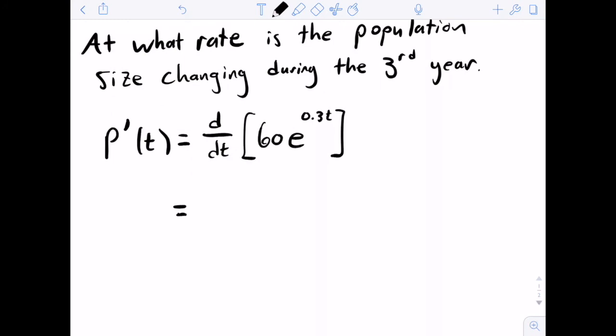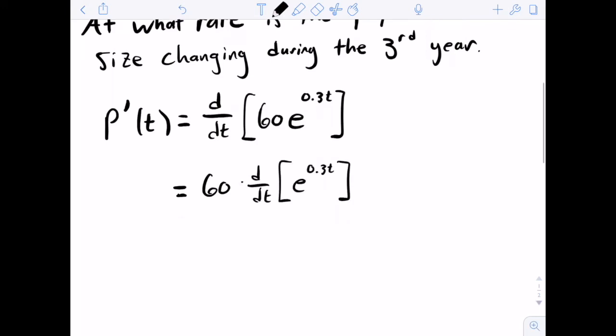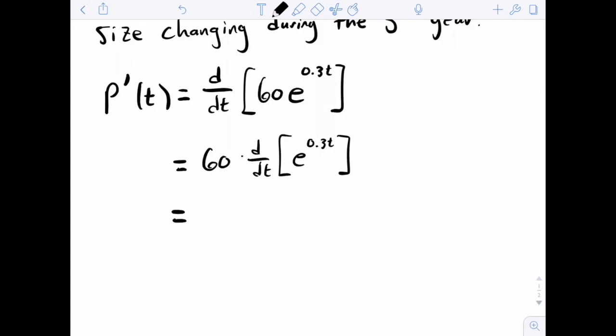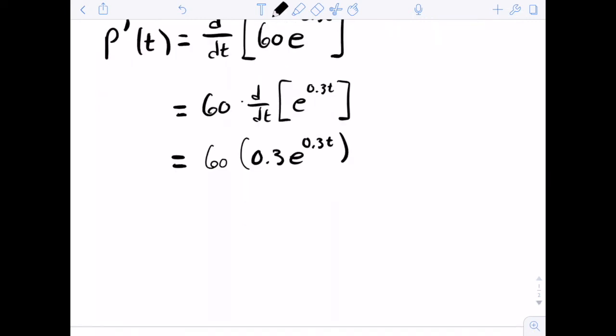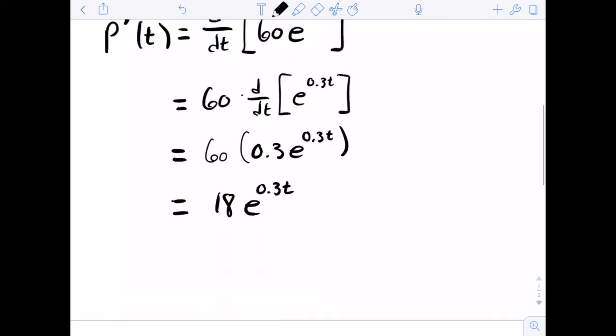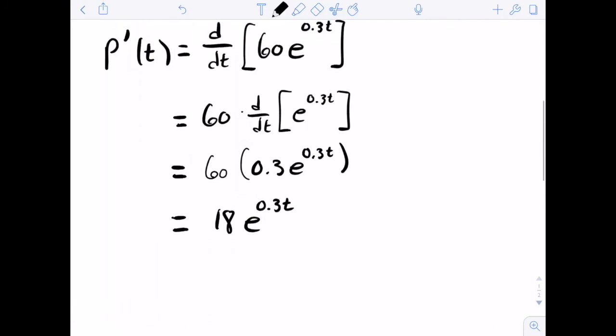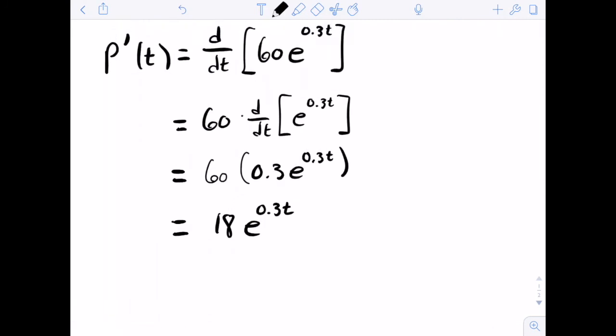By the constant multiple rule, we can pull the 60 out, and this is just the derivative of e to the 0.3 t. And we know from doing tons of these examples that what we're going to get from that is 60 times 0.3 e to the 0.3 t once you take that derivative. Simplifying that a little bit, this is 18 e to the 0.3 t. So that's the derivative: 18 times e to the 0.3 t.